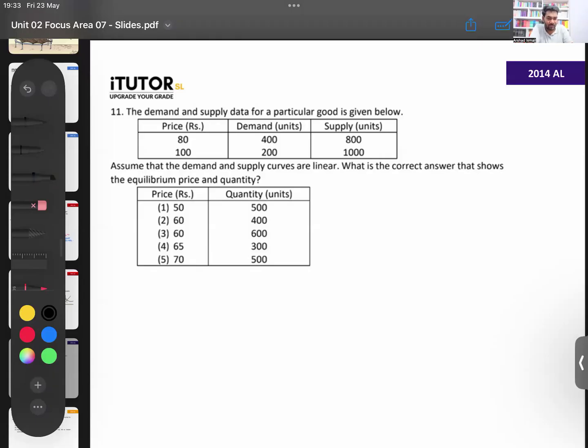Focus area 6, is it uploaded on YouTube? No. Recordings will not be there on YouTube. If I feel I have some free time, I will put it on YouTube. Otherwise, I will not. So on your end, make sure you come to class.